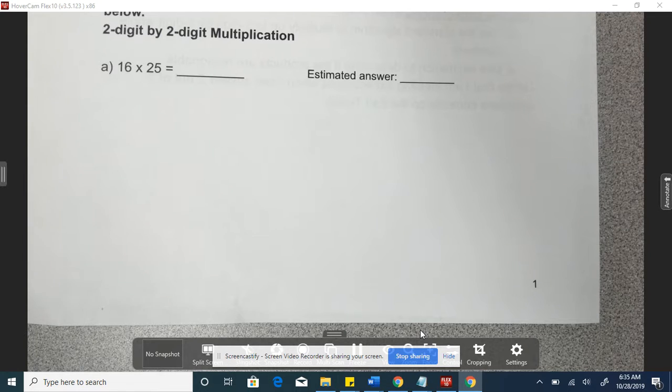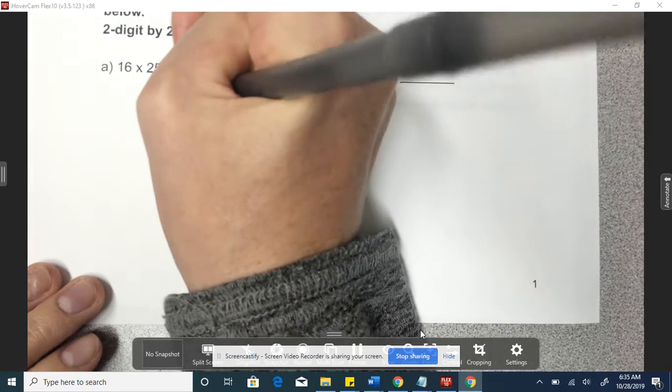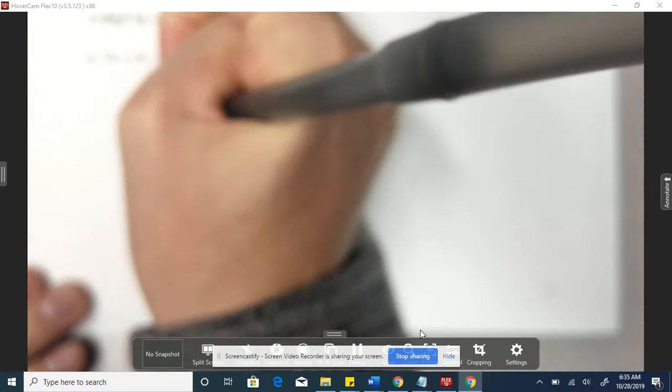Hey everyone, we're going to be learning how to multiply multi-digit whole numbers. We're going to start with a review of multiplying two-digit by two-digit whole numbers. I'm going to first start by writing 16 times 25 vertically, which means one on top of the other. So I'm writing 16 times 25.